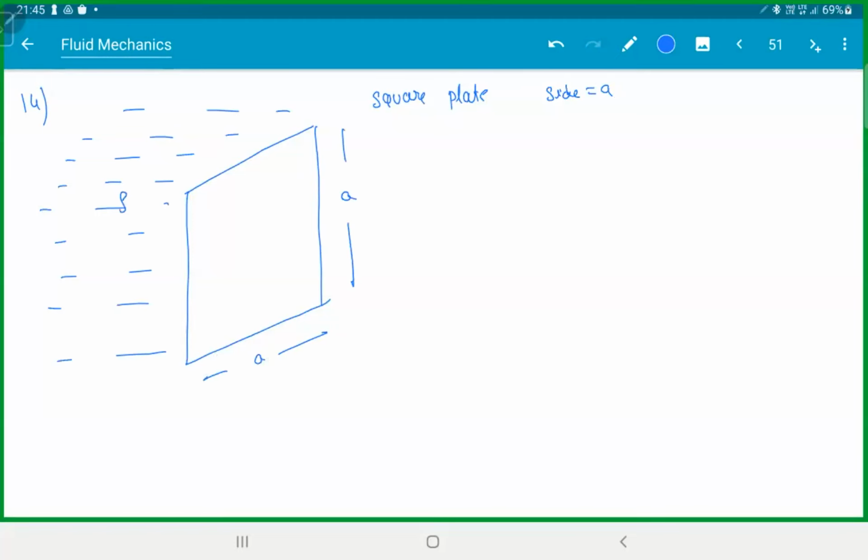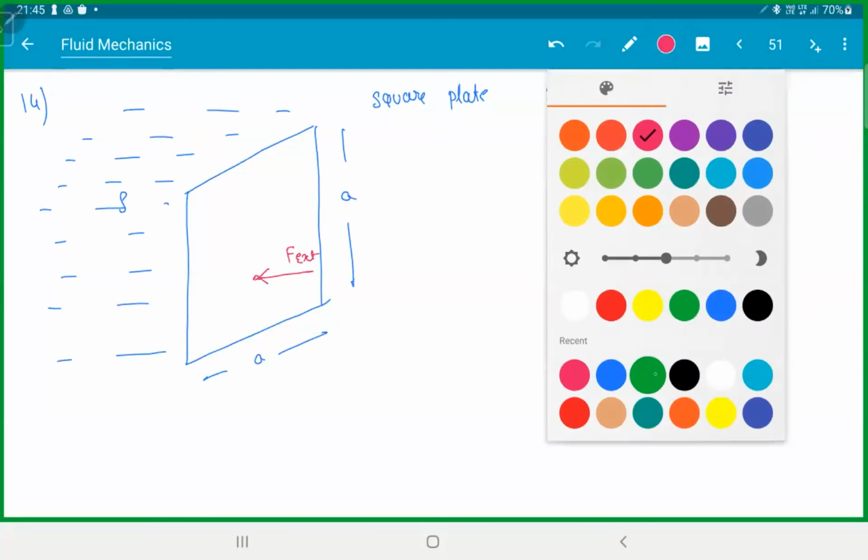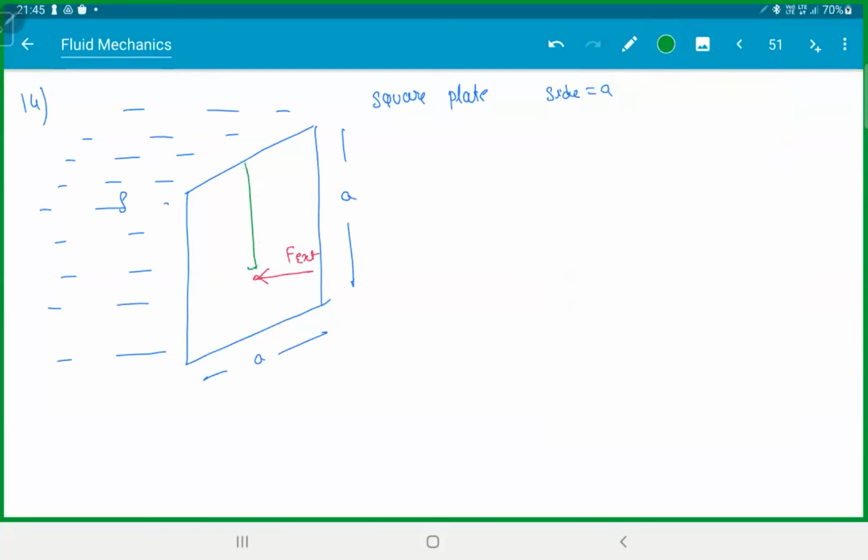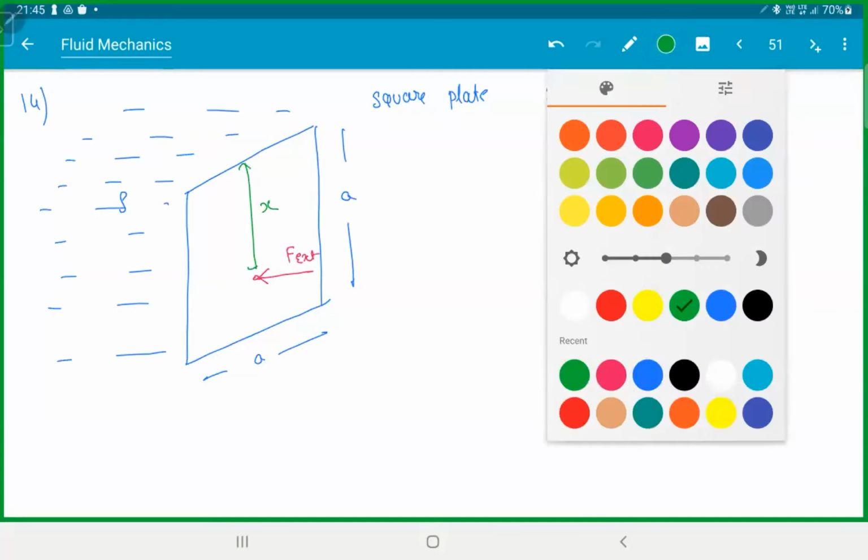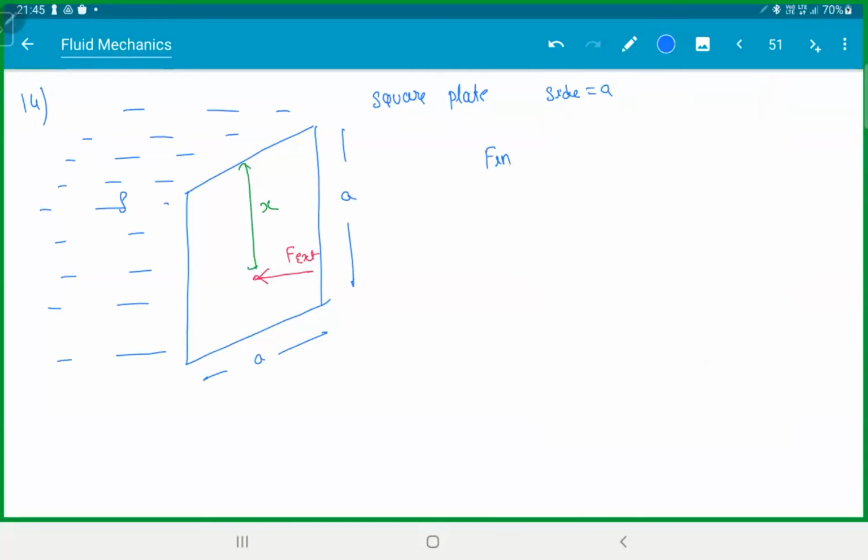And density rho. So someone is applying a force F here to keep the plate from rotating and falling. The question is, find F external and X. So how much force should you apply and where should you apply so that the plate remains in equilibrium? You don't want the plate to rotate. You don't want the plate to go left and right.